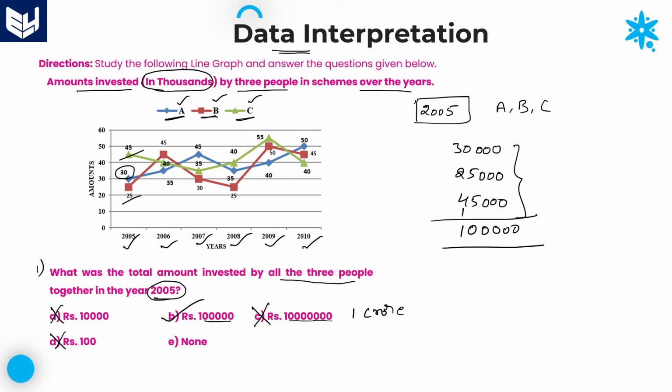Option B is indicating 1 lakh, whereas option C is indicating 1 crore. Suppose for example there are 6 zeros, that indicates 10 lakhs. 1 lakh, 10 lakhs and then 1 crore. Here the answer is 1 lakh. Therefore option B is the right answer for this question. Option B.